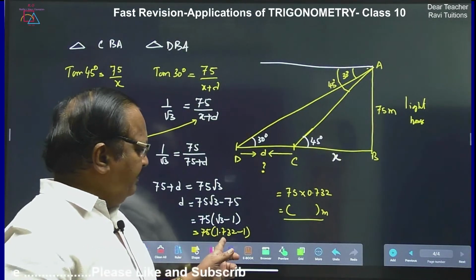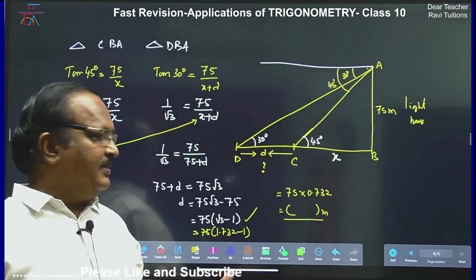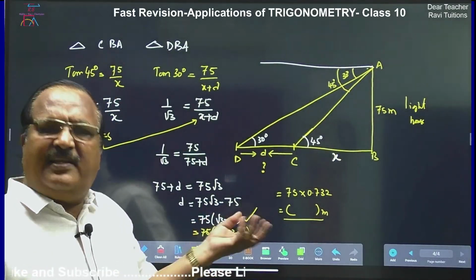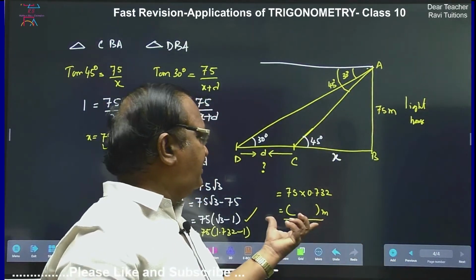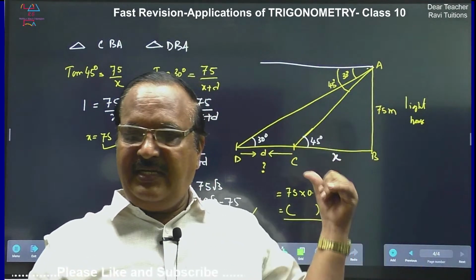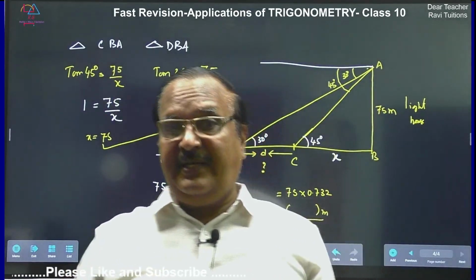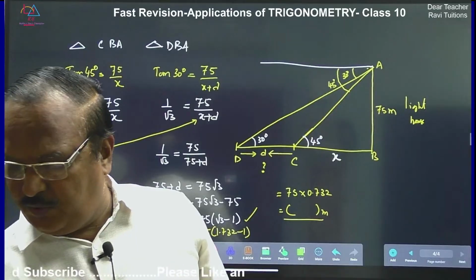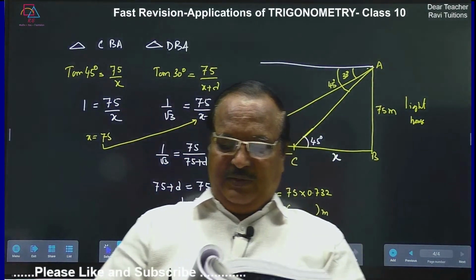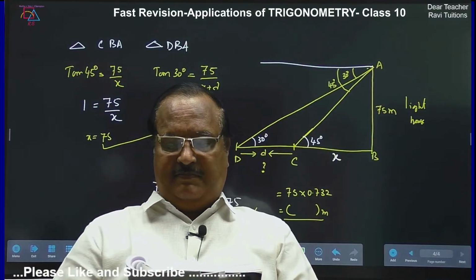Even if you are unable to do the last step, you leave it till here, you will get the marks. At least half the marks will come, right? This is how. A bigger question, a very important question, the angle of depression problem. Okay, so very important, it has come last year in 2024. In 2024 this question has come.